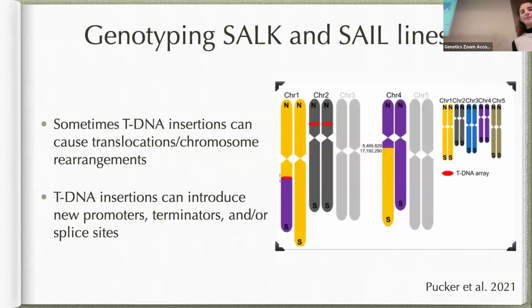So why do we care about genotyping them, and how is this going to help us figure out Raptor's importance? A lot about T-DNA insertions isn't 100% known, but it is known that T-DNA insertions can cause translocations or chromosome rearrangements. They can also introduce new promoters, terminators, and/or splice sites. Like in this picture here, people have done studies on this, although they're kind of limited. This T-DNA array induced this whole chromosome rearrangement right here, a translocation.